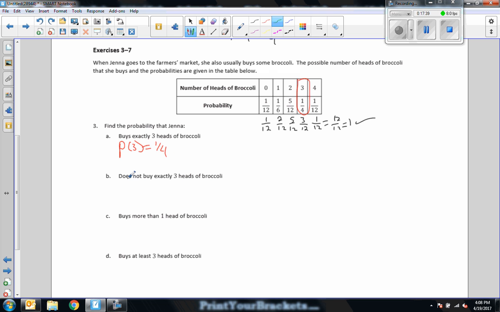It's easy. Does not buy exactly 3. P not 3 equals 1 minus the probability of 3. 1 minus a quarter equals 3/4. Okay?